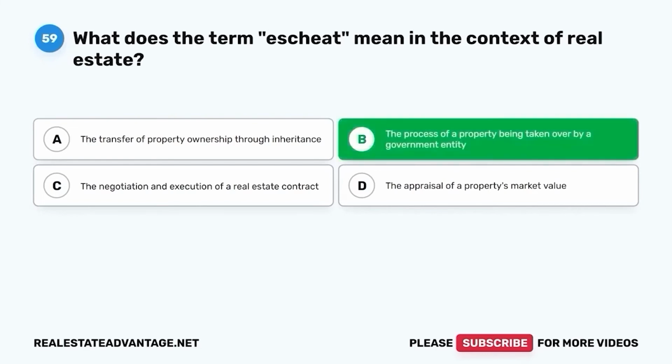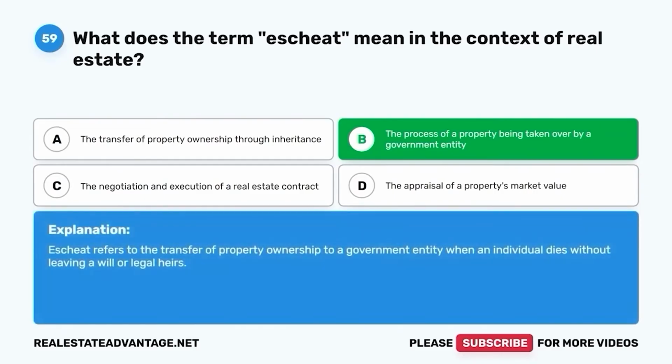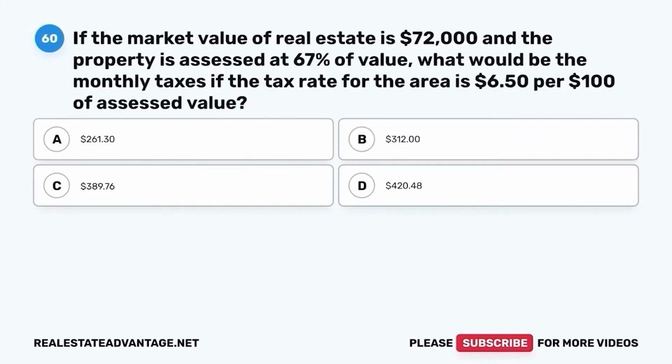The correct answer is B. The process of a property being taken over by a government entity. Escheat refers to the transfer of property ownership to a government entity when an individual dies without leaving a will or legal heirs.